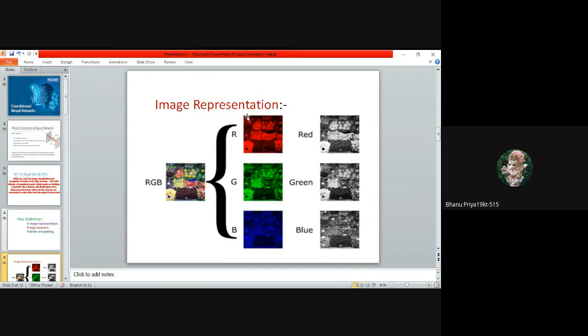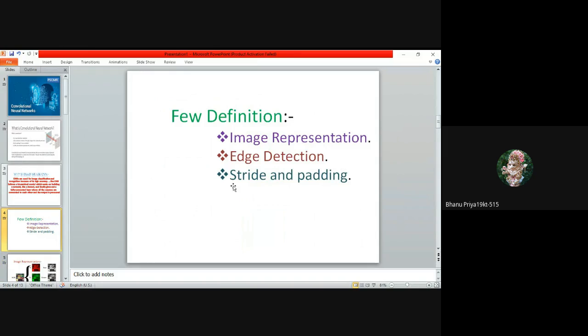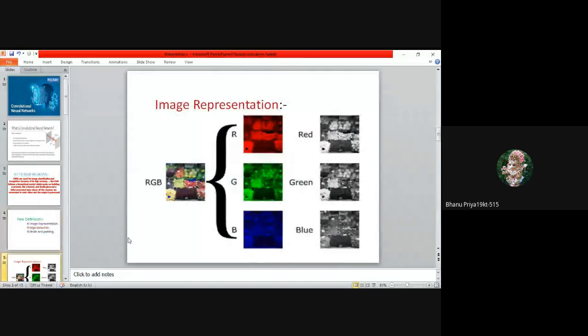Then we use RGB. We convert it into a 224 into 224 into 3 picture, and a few features will be added in this. First of all, image representation. The image representation is like that.